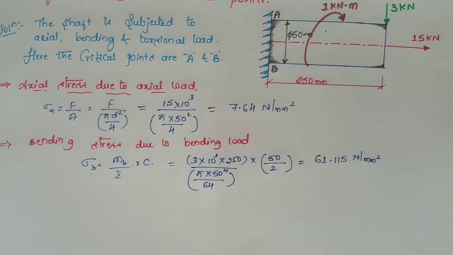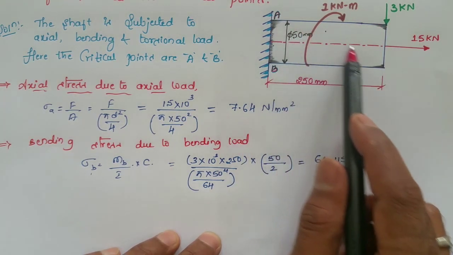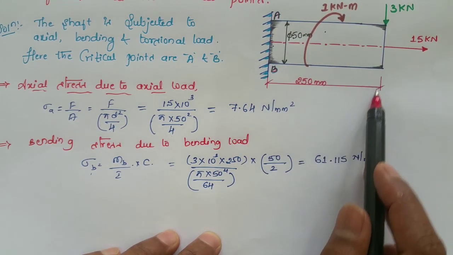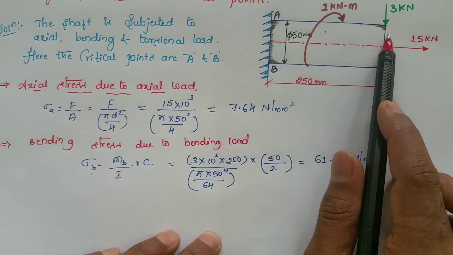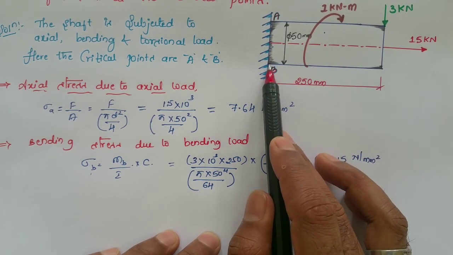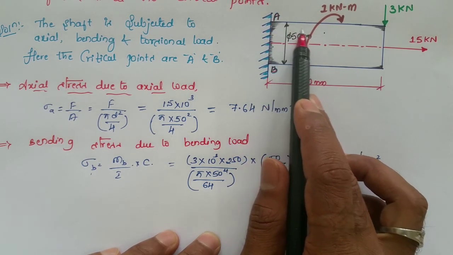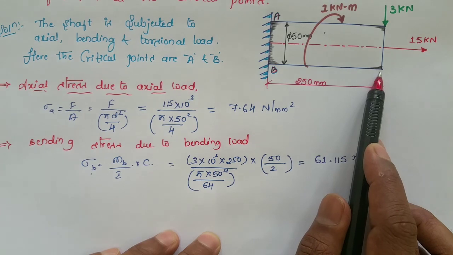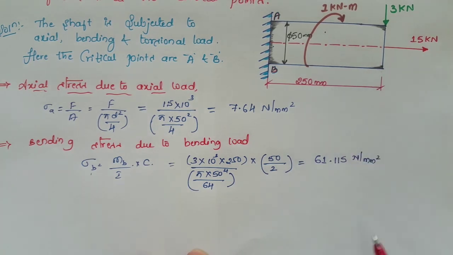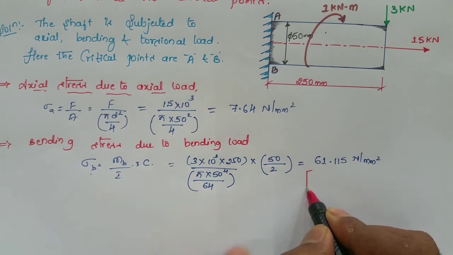Now we can see from the figure that since this member tries to bend in this way because of the transverse load of 3 kilonewton, the point B tends to compress, but at point A, the top layer of the member will try to elongate. Therefore I will mention the nature of the stresses at the different points here.